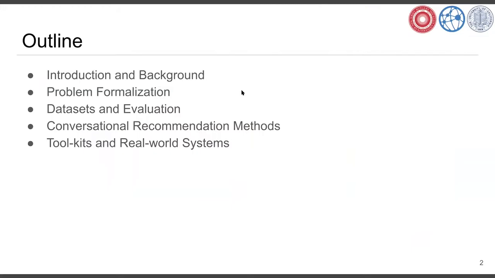So here is a brief outline of the tutorial. I'm going to first provide an introduction and the background of conversational recommendation. And then Yikun is going to introduce the problem formalization and datasets as well as evaluation methods for conversational recommendation. And after that, Zuohui is going to introduce conversational recommendation methods. And eventually, he is going to introduce some toolkits and the real-world systems of conversational recommendation.